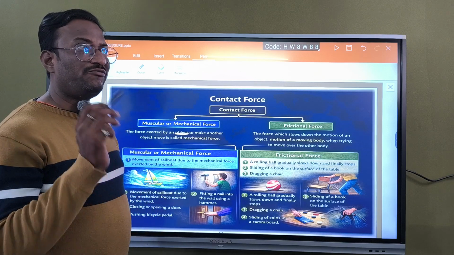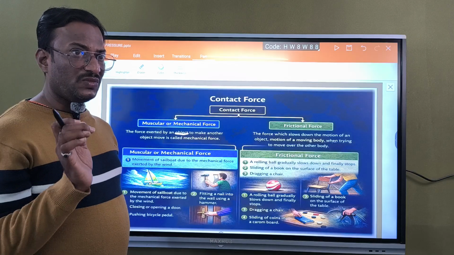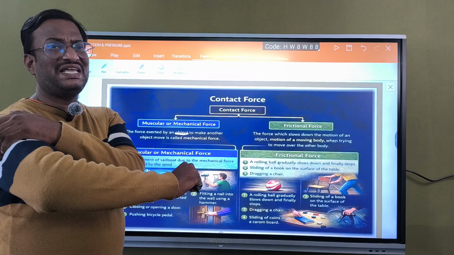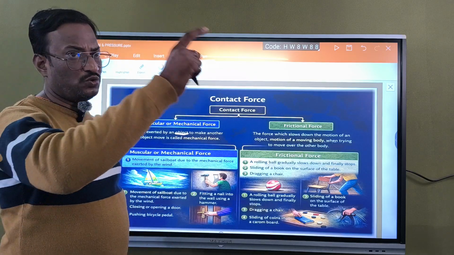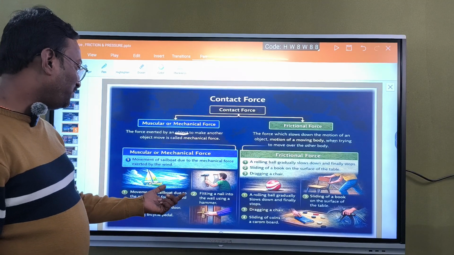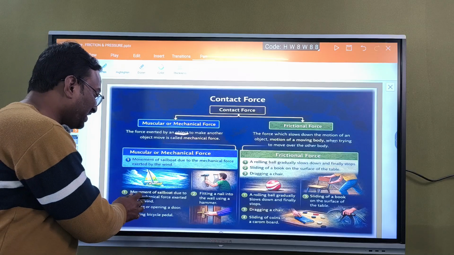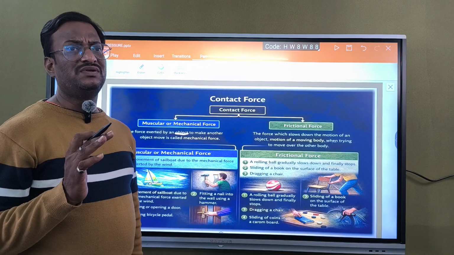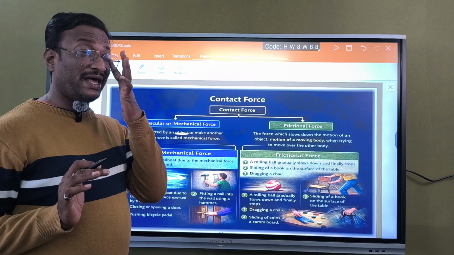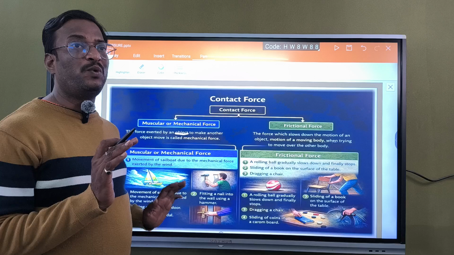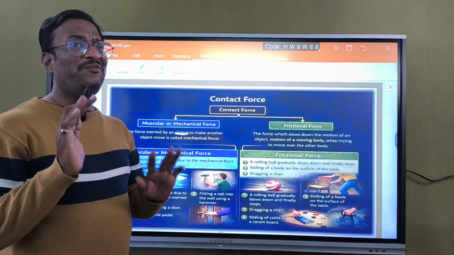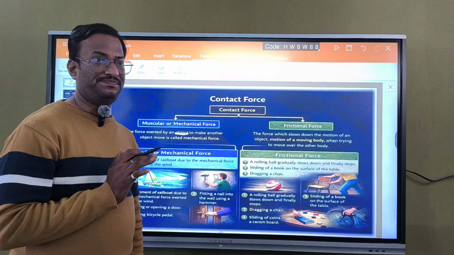Muscular force means, with the help of muscles, I am throwing a stone. Here my muscle is helping throw a stone. That is a muscular force. Now, movement of a sailboat is due to the mechanical force exerted by the wind. Wind helps a sailing boat to move. In the direction of the wind the boat will move. There the wind is forcing the boat to move.